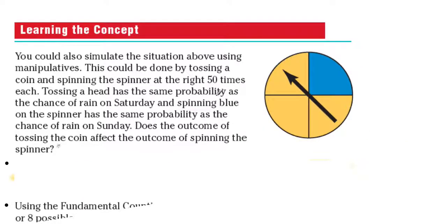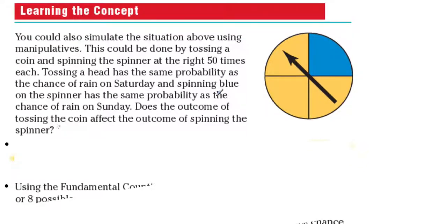In this case, we can also simulate the situation above using manipulatives. This could be done by tossing a coin and spinning the spinner at the right 50 times. Tossing a coin will give you two possible outcomes, and each time you want to find the probability of getting heads or tails, that's 50%. And at the same time, when you spin a spinner like this one, in which one part is blue and the other three are red, this also represents 25%. Tossing a coin will represent your 50%, the spinner will represent your 25%.